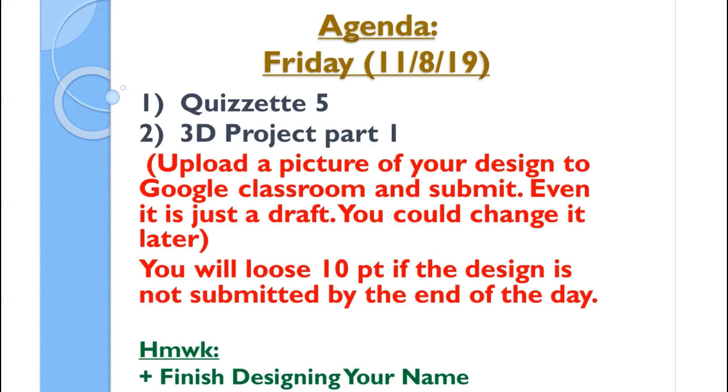This project is going to break down into 3 days. Part 1 is today. We're going to design the name on a graphing paper. By the end of this period, I need you to upload the picture of your work, even if it's not done yet, even if it's just the first draft. You can change it later on. When you go home, you have more time, you can do it. For right now, I need the proof that you stay on task and do what I ask you to do. If you don't submit your picture on Google Classroom by the end of the day, you will lose 10 points. That's it.